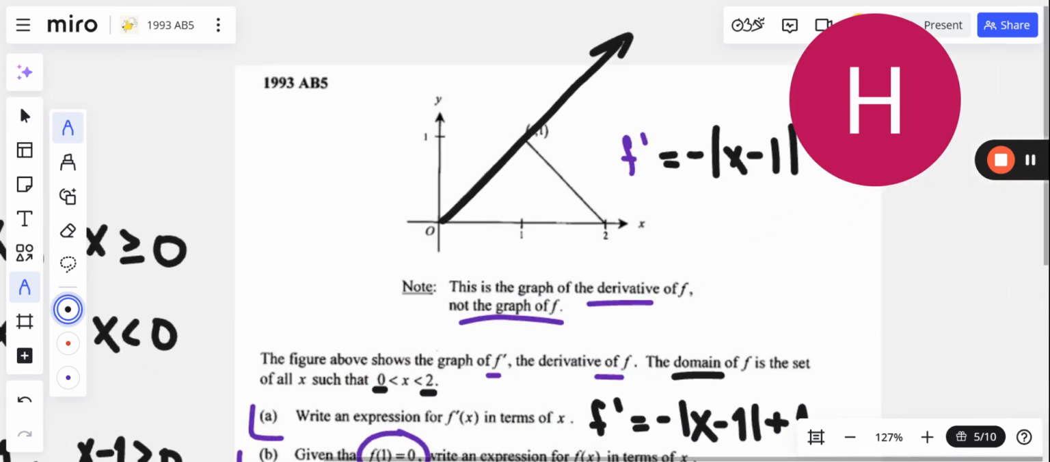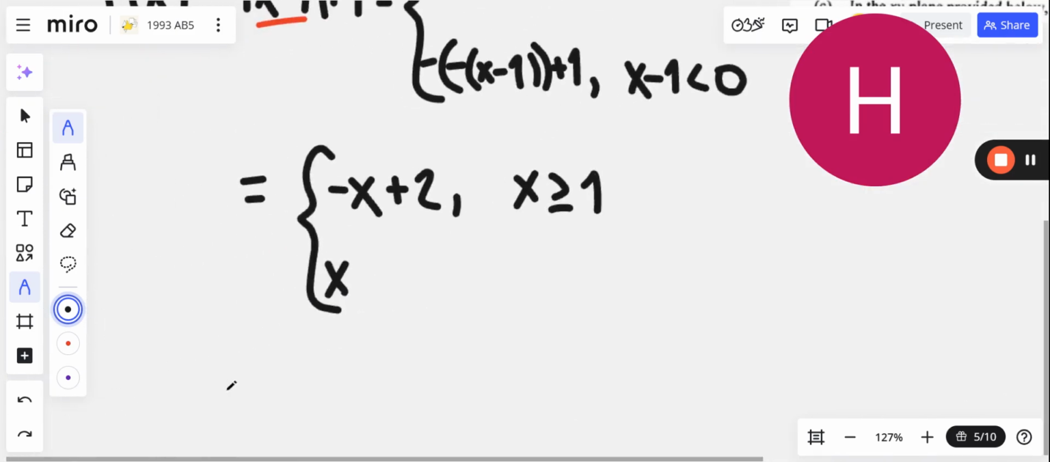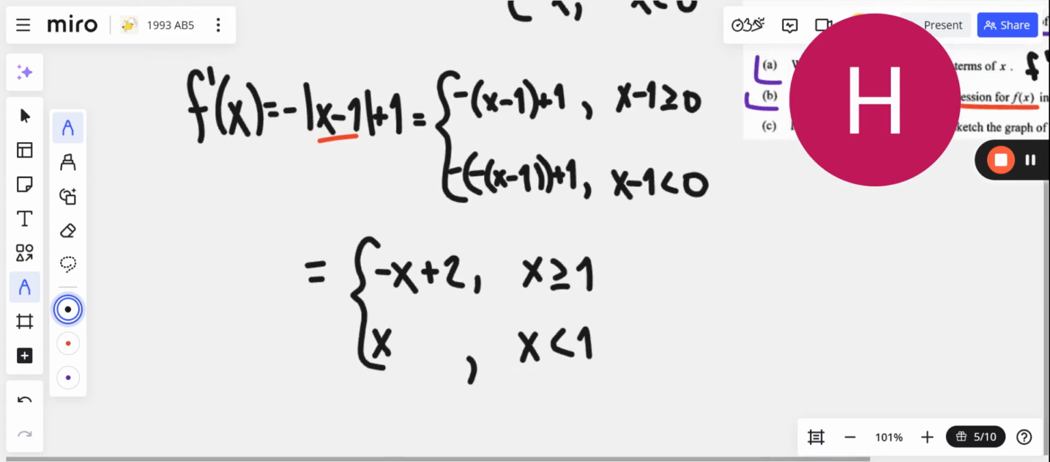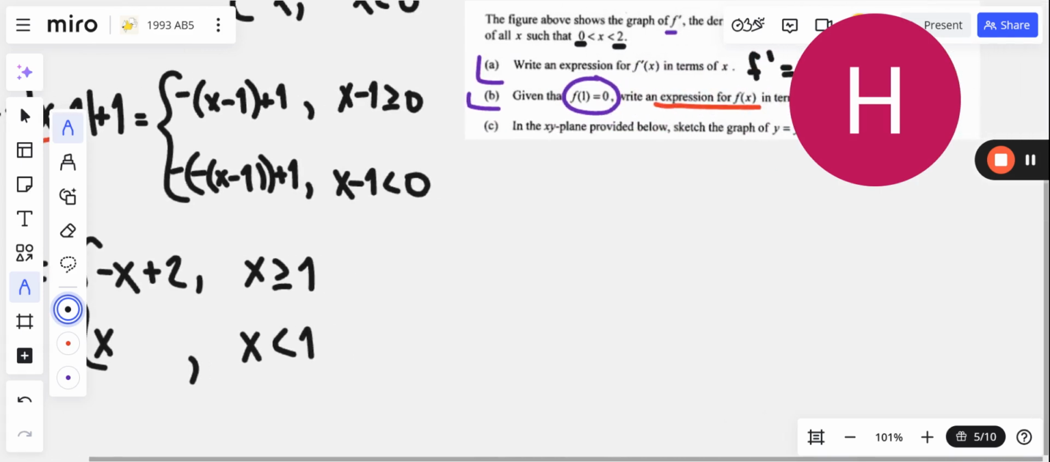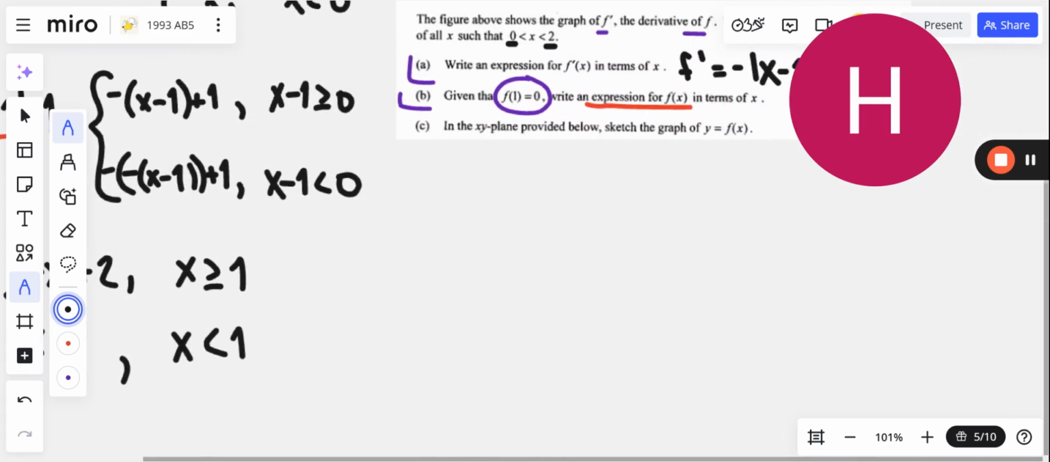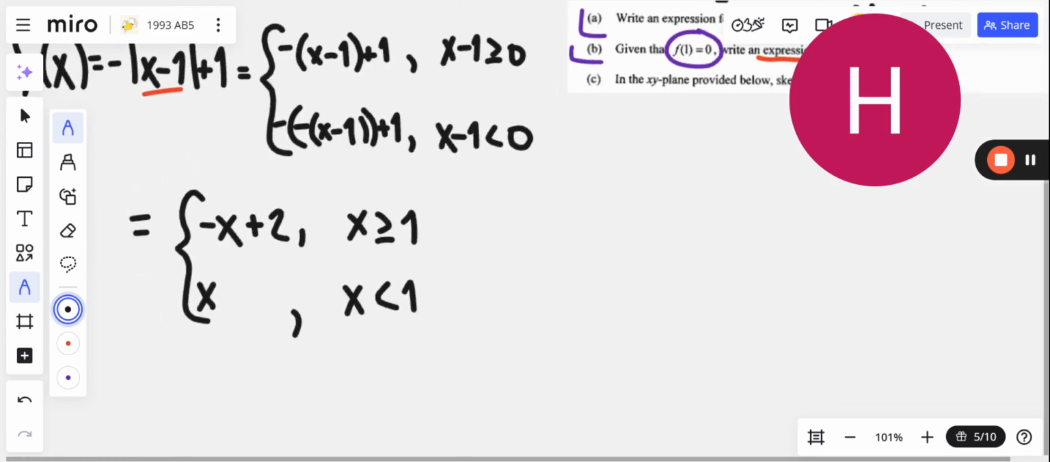But it doesn't go forever. It only goes until x approaches 1. So whenever x is less than 1. Now, this is much, much easier to take an antiderivative of. Okay? And they give us the initial condition that f of 1 equals 0. So that's going to help us out a little bit with an expression for f of x.